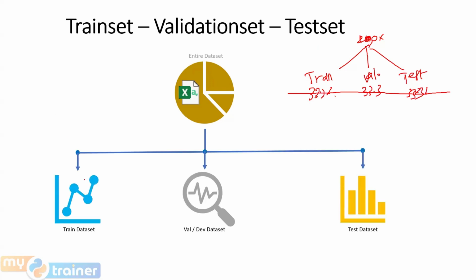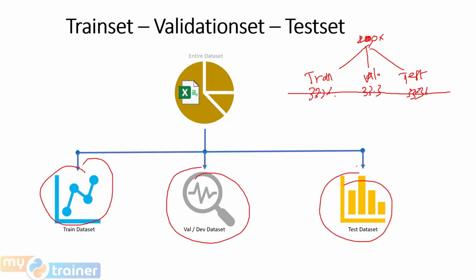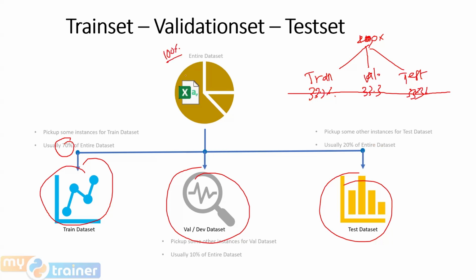This is our division. So this is my training set, validation set or dev set, and testing set. The usual convention we follow, but it's not a hard and fast rule, I'm telling you again: 70% of the data is what we generally use for the training set. If there is 100% data, 70% is my training set. This is my validation set. This is my testing set. 70% is for the training set, 10% is for the validation set, 20% is for the testing set. That is the usual ratio of division.